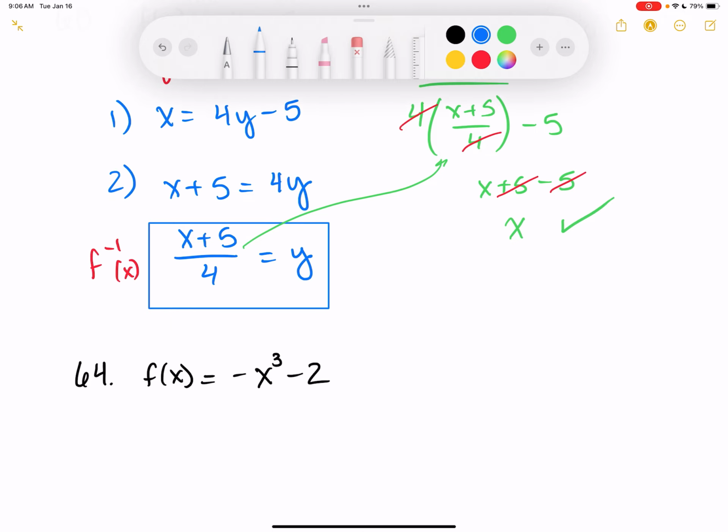So first thing, I'm going to swap my x and y. So remember that f of x is y. So I'm going to have x is equal to negative y cubed minus 2. So that's part 1.